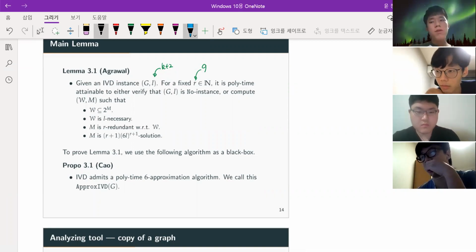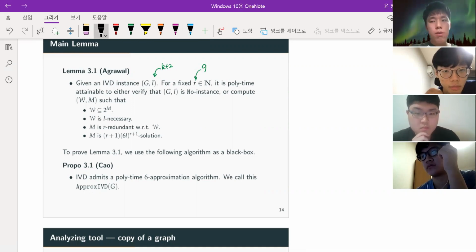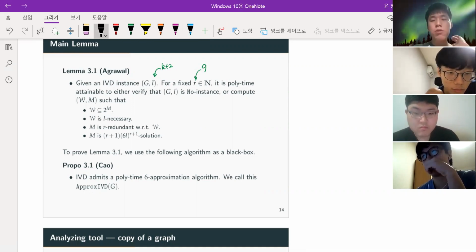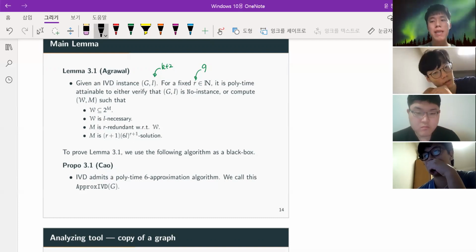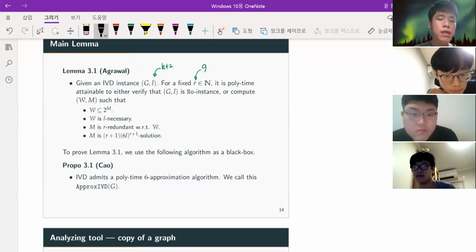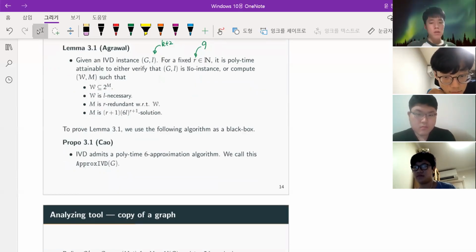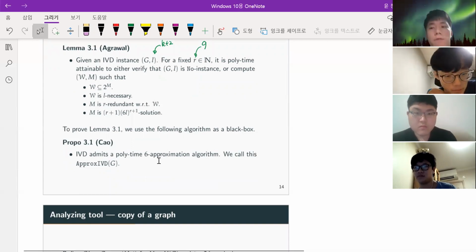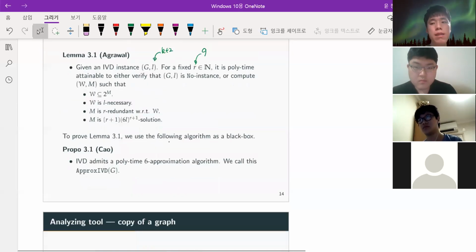So it's quite good news. Our desired set is polytime attainable and has polynomial size. As a black box, we are going to use an approximation algorithm for IVD. In the same paper of Tao, which demonstrated the 6 to k n plus m algorithm, he verified that IVD admits a polytime 6-approximation algorithm. So if the optimum is k, the algorithm finds at most a 6k vertex set, which is a solution.